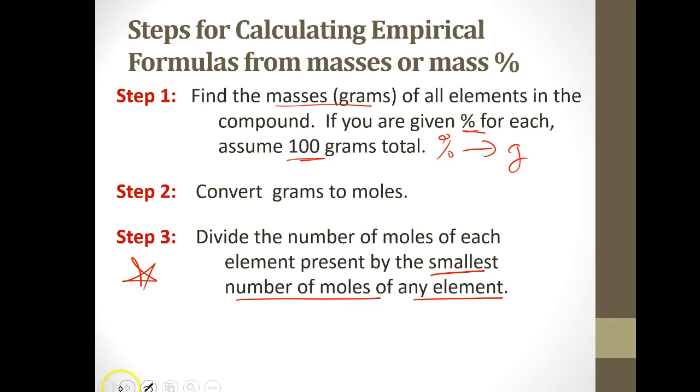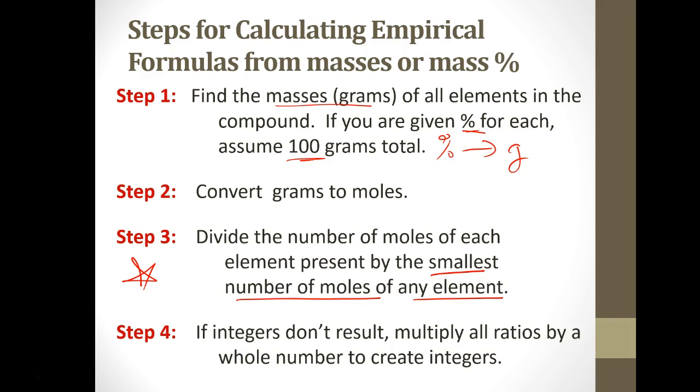Okay, and that'll make the most sense for doing this. And if you don't get whole number integers, what you're going to do is multiply those ratios by a whole number to create integers. Because you have to have whole numbers. You can't have H1.5, O2.9. It has to be whole numbers. And so we're going to come up with a way to figure that out.